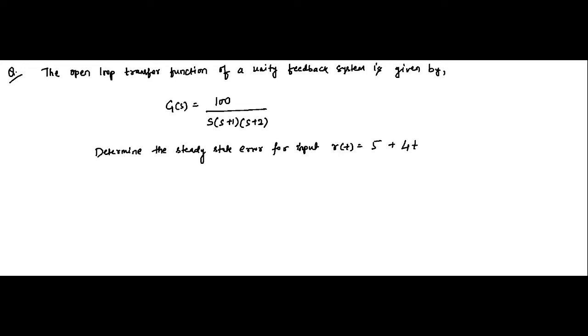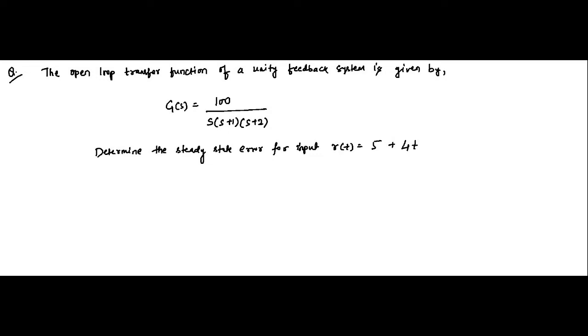So here we are with another question on error analysis. It has been given that the open loop transfer function of a unity feedback system is given by Gs is equal to 100 by S into S plus 1 into S plus 2, and we have to find out the steady state error for the input value given by 5 plus 4t. For this input we have to determine the steady state error.